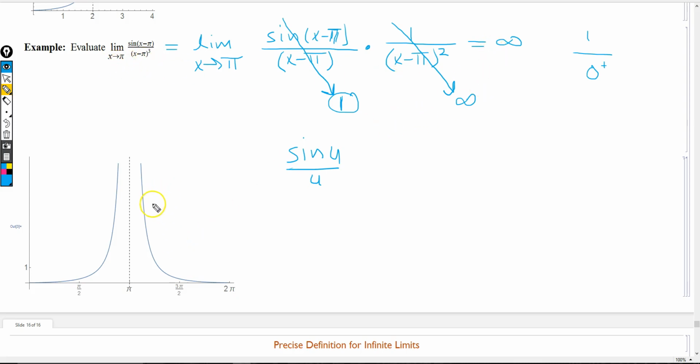And down here we have the graph of what the function looks like, and we can see that as x approaches pi from the left and from the right, the function is indeed breaking upward towards positive infinity on either side. All right, so that concludes this lesson on vertical asymptotes.